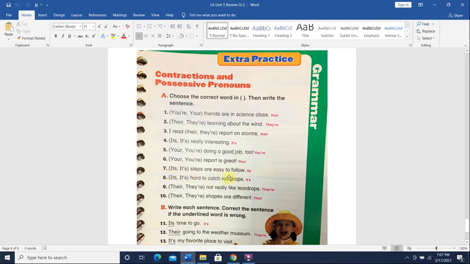Its steps are easy to follow. Its steps or it is steps. It's the possessive. The steps that belong to the report. Its steps are easy to follow. It's or its hard to catch raindrops. It is hard to catch raindrops. There or they're not really like raindrops. They are not really like teardrops. Okay? There or they're shapes are different. Their shapes are different. The shapes that belong to the teardrops.